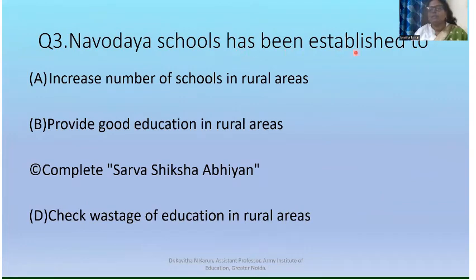Navodaya schools have been established to: A, increase the number of schools in rural areas; B, provide good education in rural areas; C, complete Sarva Shiksha Abhiyan; and D, check wastage of education in rural areas. And the right answer is to provide good and quality education in rural areas.